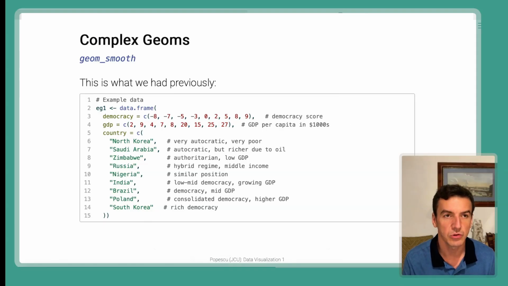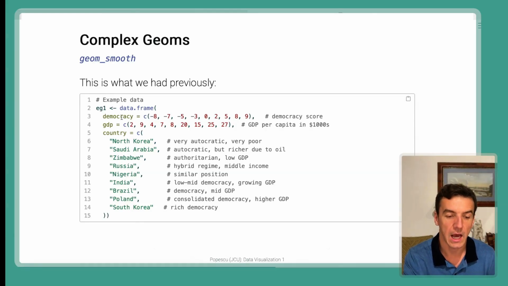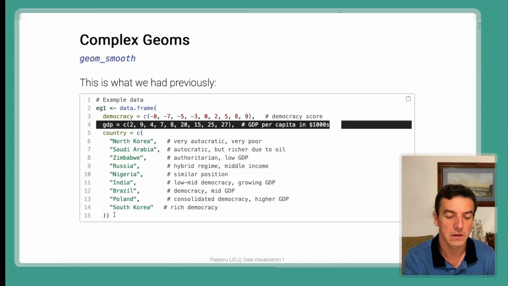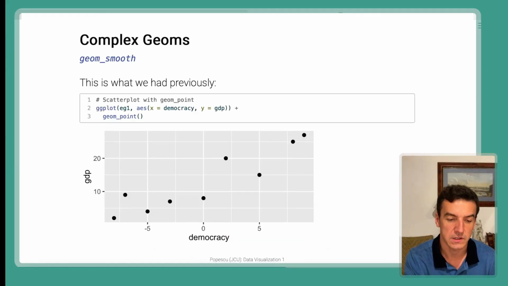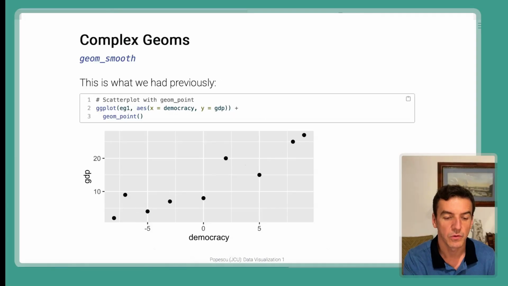So geom_smooth is a new type of complex geom that allows us to spell out patterns in our data even more effectively. Remember our EG1 dataset, where we're looking at the connection between democracy and GDP. We have one variable, democracy, another one, GDP, and a third one, country. This is what our data looks like, three variables, and this is what we had previously. We have our dataset, which is EG1, X, which is democracy, and Y, which is GDP.